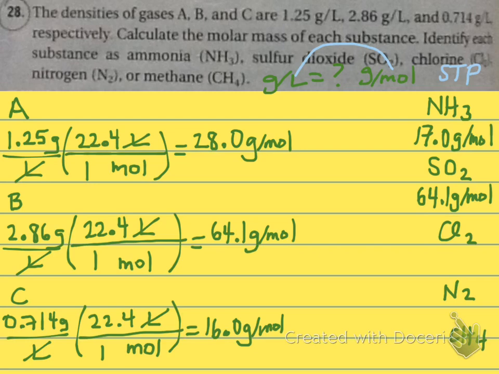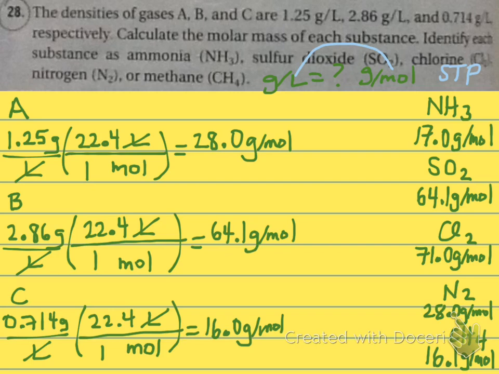For chlorine, there's 2 chlorines at 35.5 each. So that's 71.0 grams per mole. For nitrogen, there's 2 times 14.0, so that's 28 grams per mole. And for methane, there's 1 carbon at 12.0 plus 4 times the hydrogen, which is 1.01, and I get 16.1 grams per mole. So now the question is, which substance is which, right?